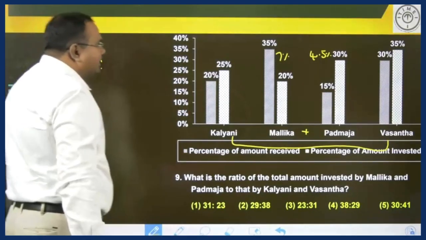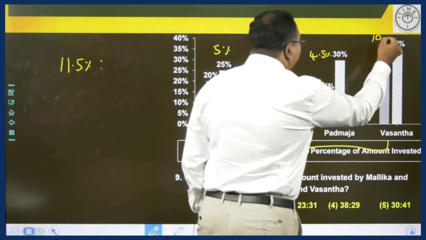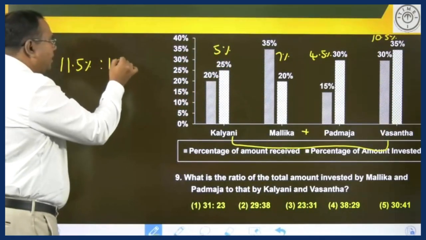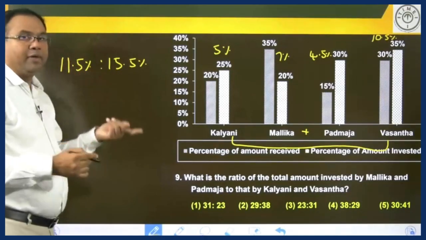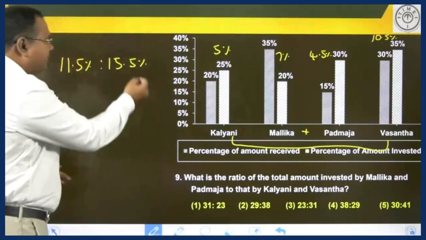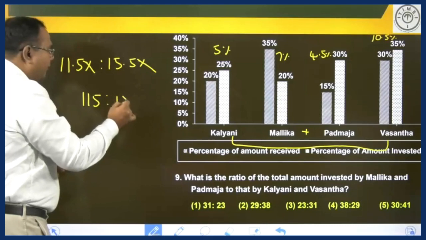is to, what is the amount invested here? 5%. What is the amount invested here? 10.5%. Sum of these two, so it has to be 15.5%. Obviously, it is 11.5% of 1,80,000 to 15.5% of 1,80,000, and 1,80,000 will get nullified. Why do you want to write? Percentage will also be nullified. 115 is to 155.